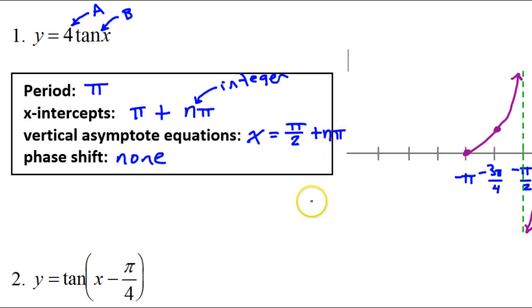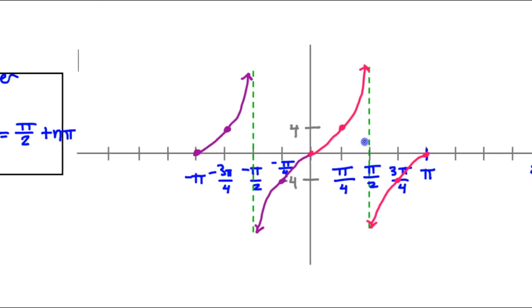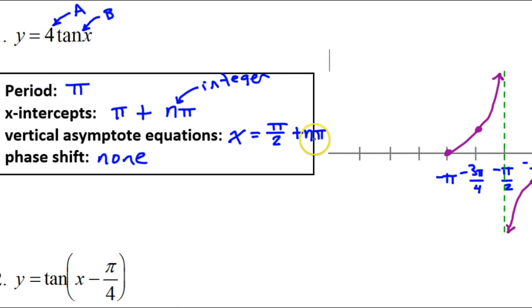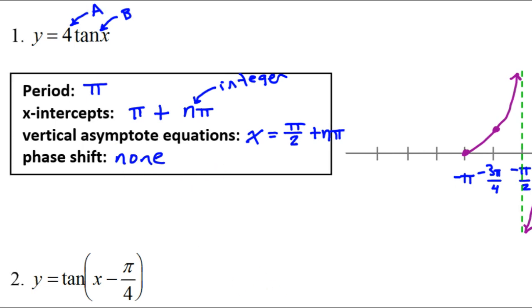Again, for the same reason, there's only one vertical asymptote per period. So you'd have to go a full period to get to the next vertical asymptote. That's why we're adding a full period. We're adding multiples of pi, and that's what the n is about. And that's it for problem number 1.